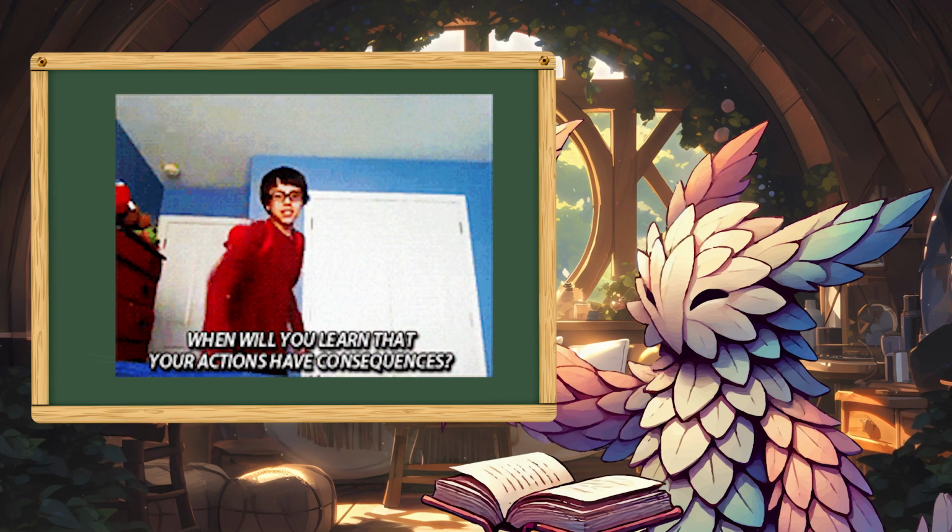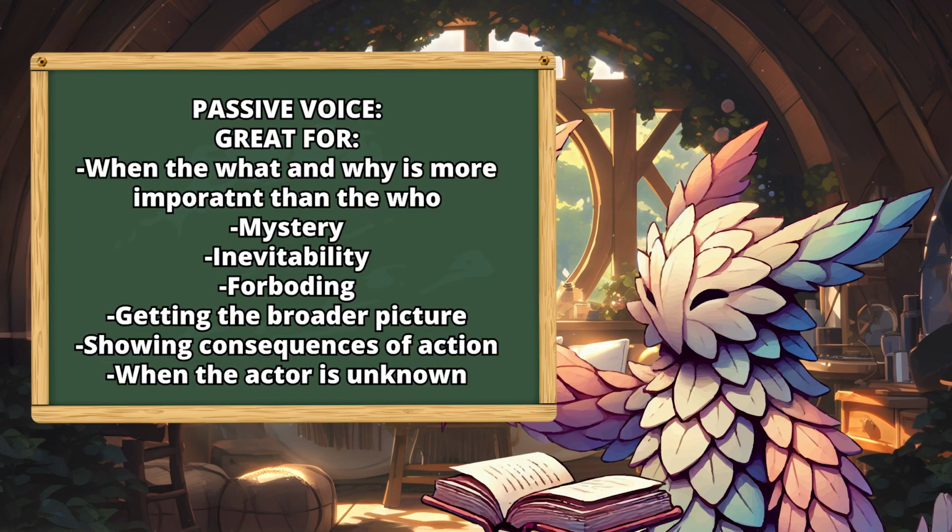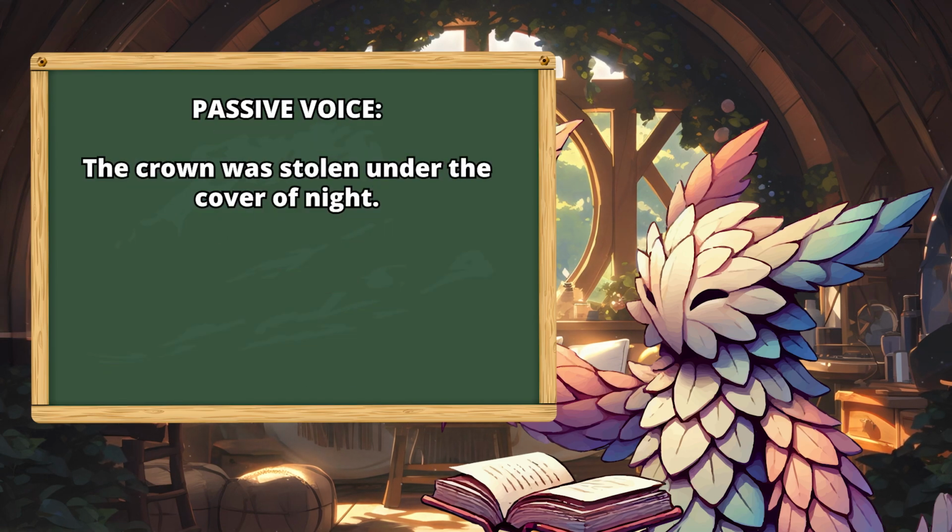Passive voice also works well when the actor is unknown, irrelevant, or intentionally obscured. For example, the crown was stolen under the cover of night. Who stole it? That's not the point here. The intrigue lies in the act of the theft and its ramifications.